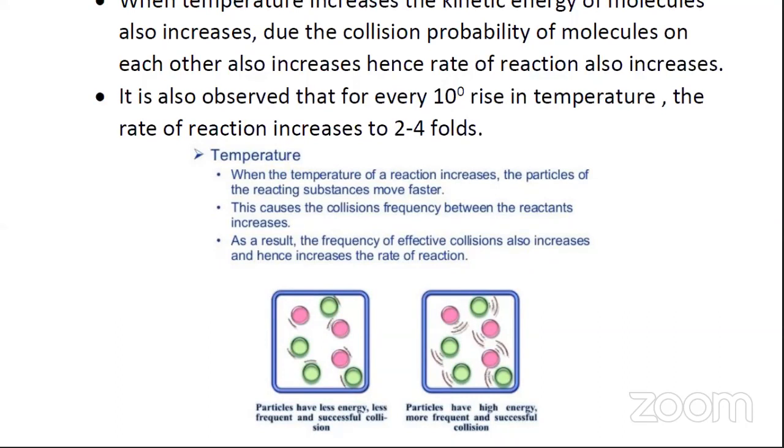They acquire more speed. Due to this, more collisions take place, and when more collisions take place, the probability of chemical reaction increases. This causes the collision frequency between reactants to increase. As a result, the frequency of effective collisions also increases, and hence the rate of reaction increases.